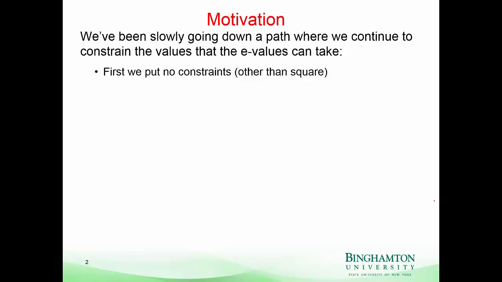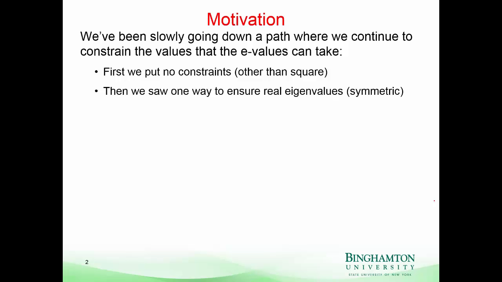And we didn't put any constraints on it. We just said the only thing is that A has to be square. So we put no constraints. We said matrix A is square. Are there vectors and values that behave this way? And we called them eigenvectors.